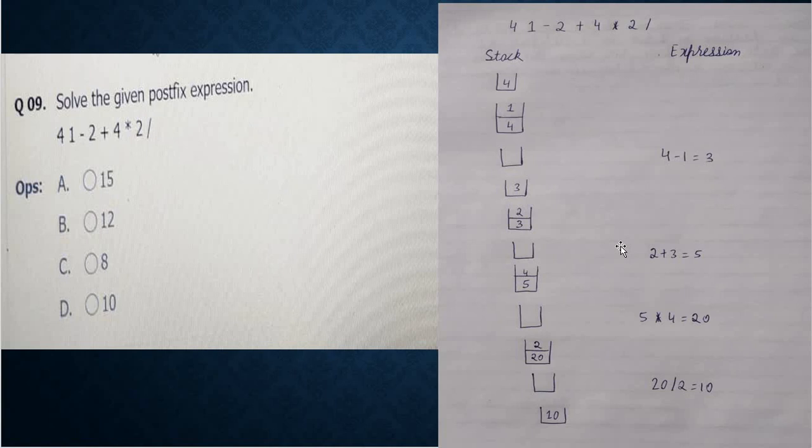it will perform the addition operation on 2 and 3, which is 5, and 5 is pushed into the stack, and then 4, and when the multiplication operator is encountered, it will pop out and perform the multiplication operation, which is 20. Then 20 will be pushed into the stack, and then 2 will be pushed, and when the division operator is encountered, it will perform the operation and it will result in 10. So for this, the answer is option D.